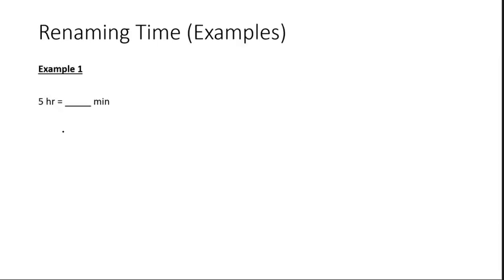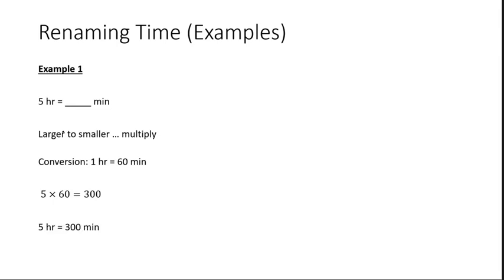Example 1, we are converting 5 hours into minutes. Well, hours is larger than minutes, so we need to multiply because we're going from larger to smaller. And 1 hour is 60 minutes. So we multiply 5 times 60, and that gives you 300. So 5 hours would equal 300 minutes.